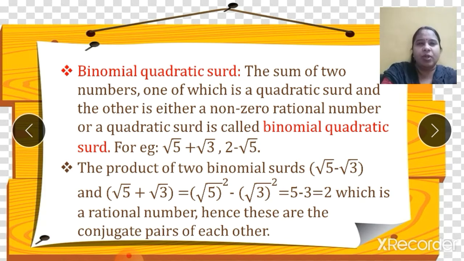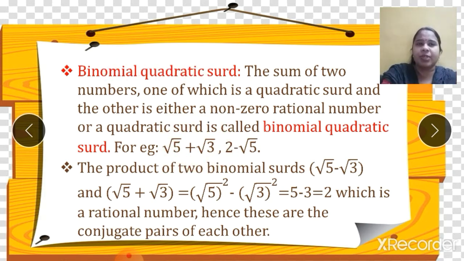The sum of two numbers, one of which is a quadratic surd and the other is a non-zero rational number or a quadratic surd. See this, for example, root 5, it is a quadratic surd. The sum is taken with what? Again a quadratic surd. This is what is written here. One is a quadratic surd and the other one is also a quadratic surd. See this. Now together this is called a binomial quadratic surd. This is also a quadratic surd. The sum is also a quadratic surd. So together this is called a binomial quadratic surd.